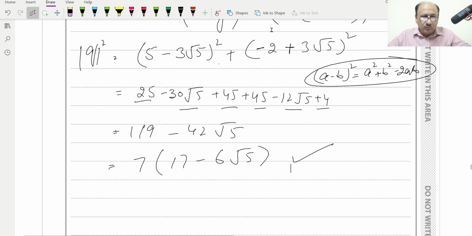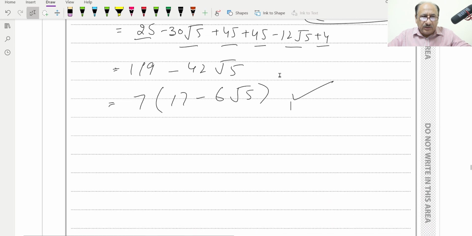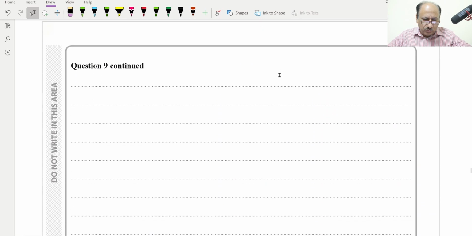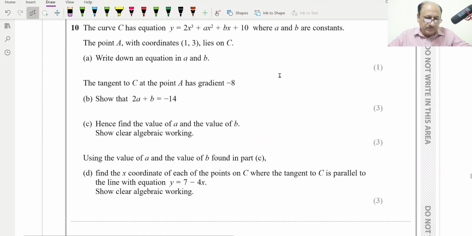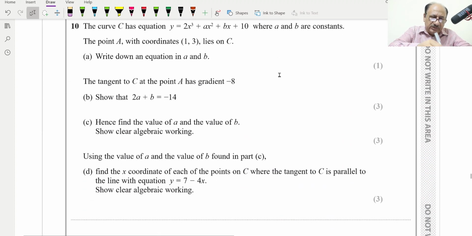Hopefully you got this. Now we can move to the next question, which is question number 10. The curve C has the equation y = 2x³ + ax² + bx + 10, a cubic equation where a and b are constants. The point A with coordinates (1, 3) lies on C. Write down an equation in a and b.